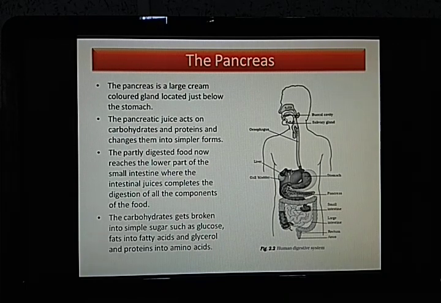So in today's video, this much only. I hope you all have understood this. You can go through your textbook. You can learn how to draw this digestive system, because this is very important. If you have a clear idea of this whole system, only then can you easily understand the theoretical part of this digestive system and how it works.